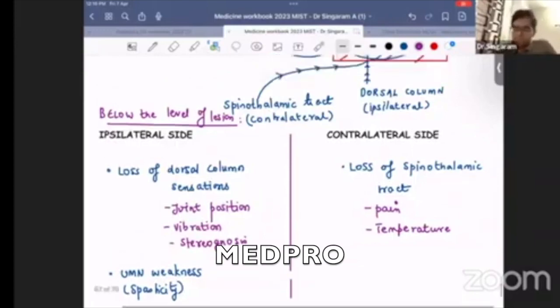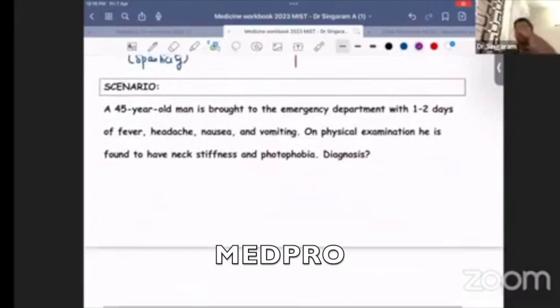Now let us look at the next one, which is a short scenario I have put up. You have a 45-year-old male who is brought to the emergency department with 1 to 2 days of fever, headache, nausea, and vomiting. On physical examination, he is found to have neck stiffness as well as photophobia. What is the diagnosis? Whenever you have fever, always think about infection. Headache, nausea, and vomiting may be associated findings of fever itself. We cannot say anything very specifically here.